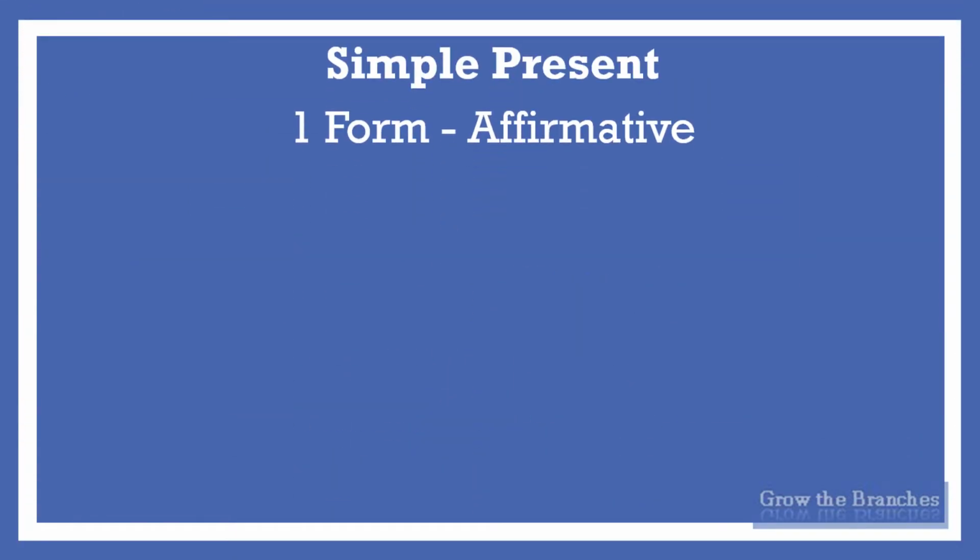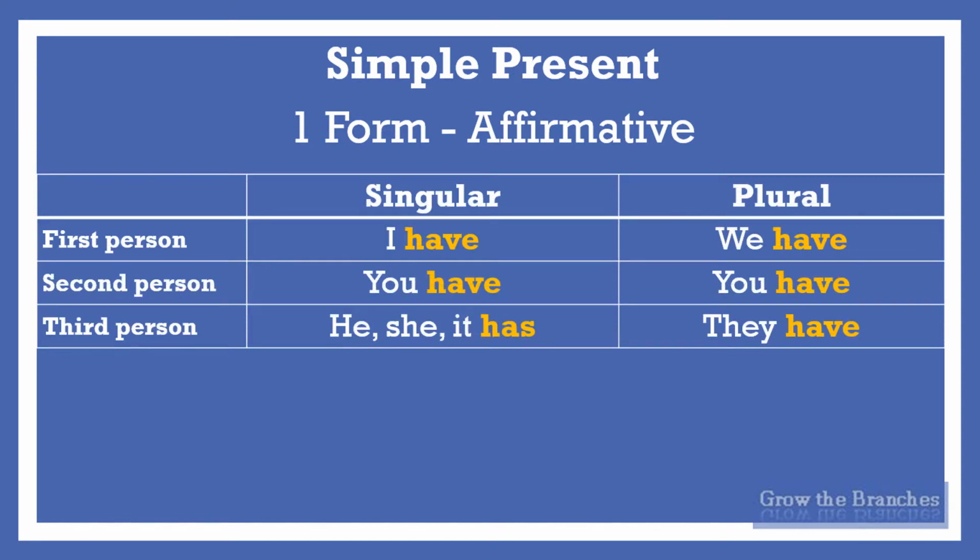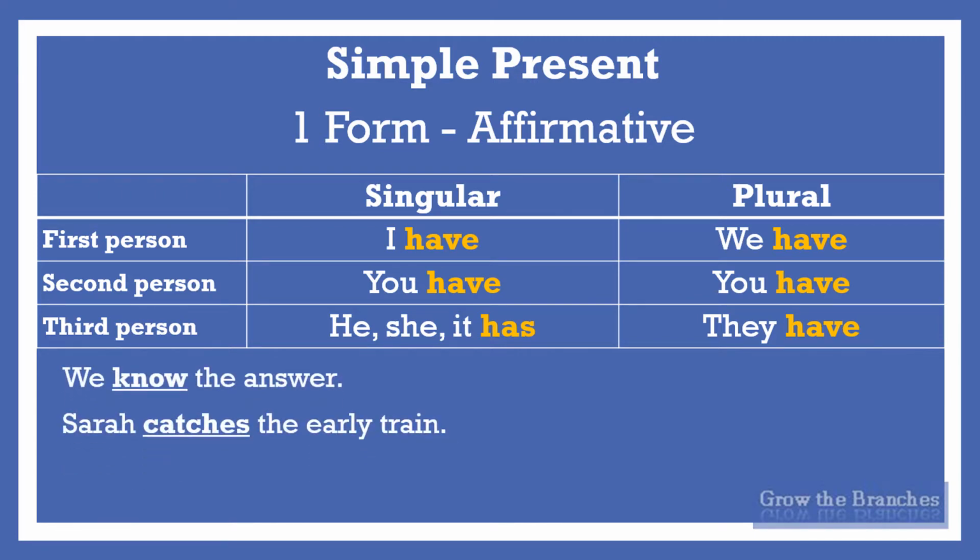The form of the verbs in the simple present tense is very easy and is as follows. There are singular and plural subjects and first person, second and third. I have, we have, you have, he, she, it has, they have. For example, we know the answer. Sarah catches the early train. Most children like ice cream.